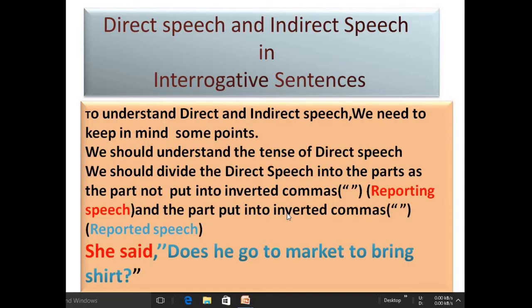My respected learners, I have already discussed direct and indirect speech in the part number 1 video: how to change direct speech to indirect speech in assertive sentences. Today I am going to change direct speech into indirect speech in interrogative sentences.